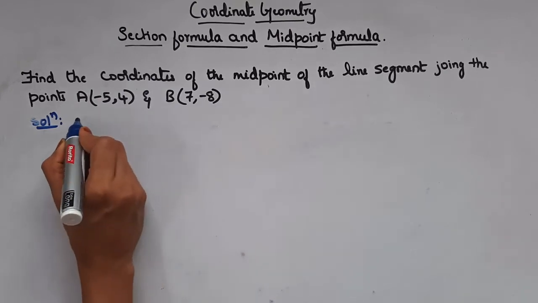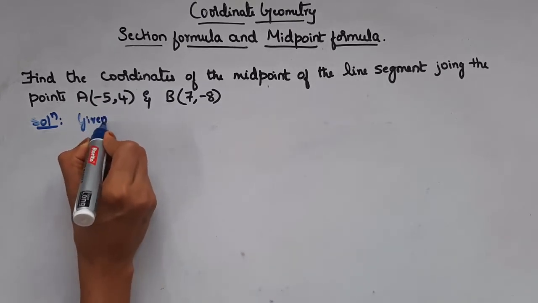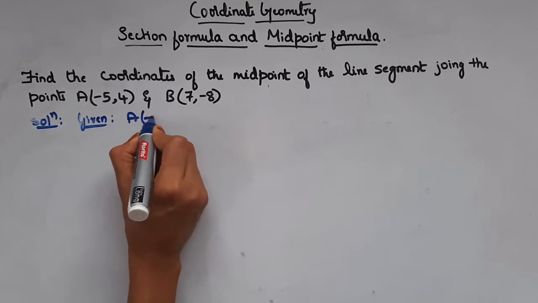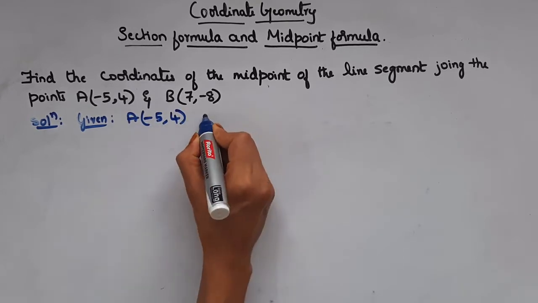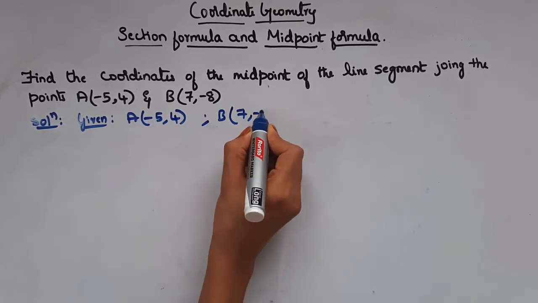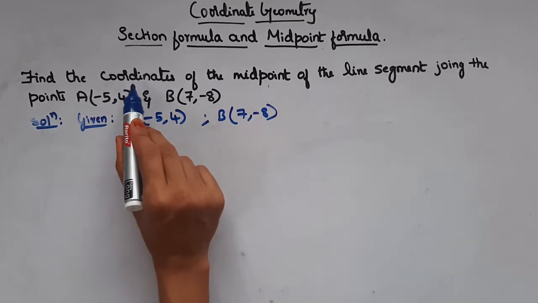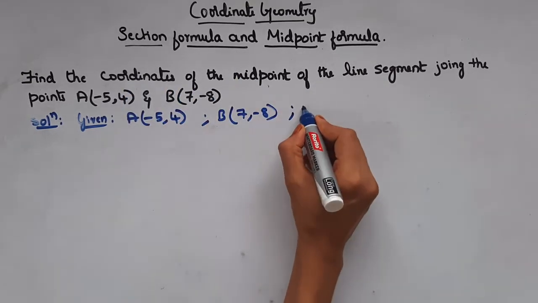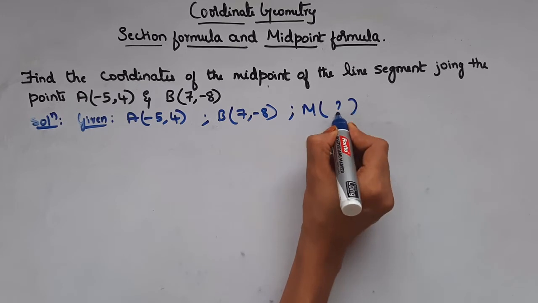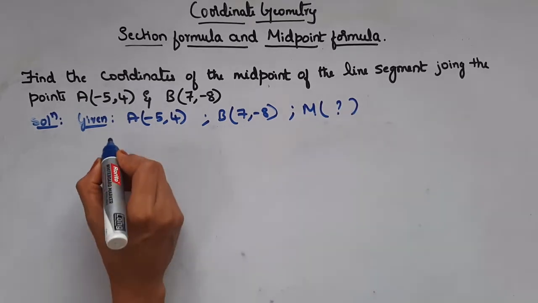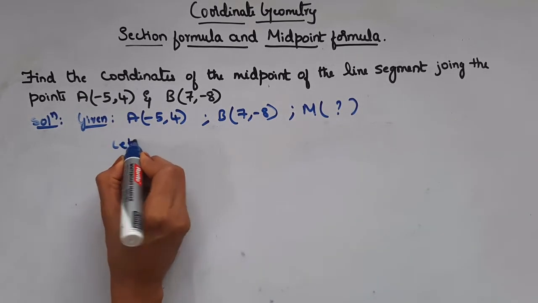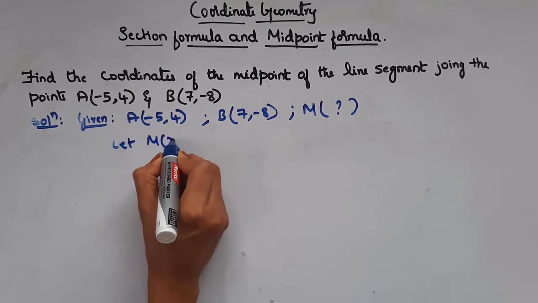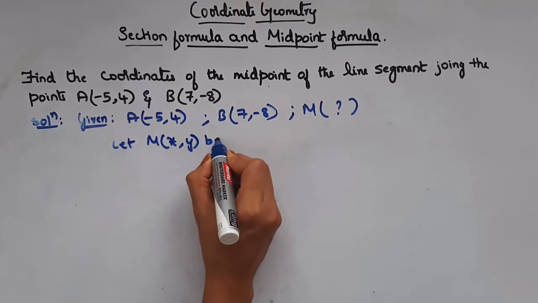So first let's write what is given. So given here is A of minus 5, 4 and B is 7, minus 8. So we have to find the coordinates of the midpoint. So that is coordinates of this, right? So first let's take, let M of x, y be the required point.